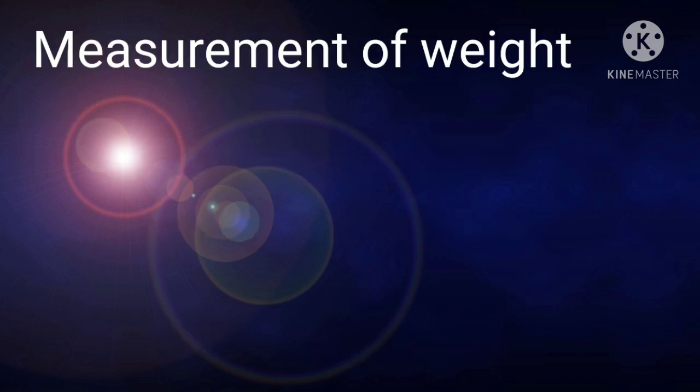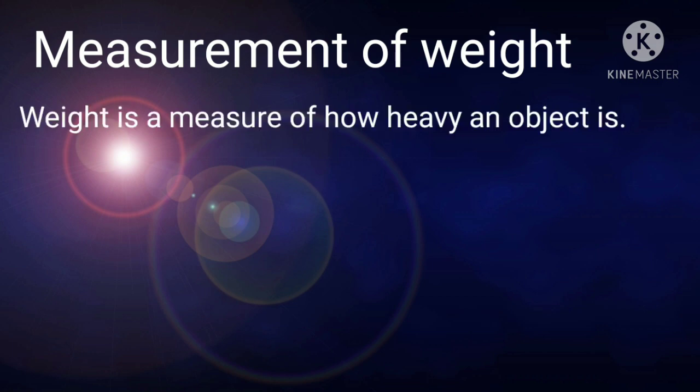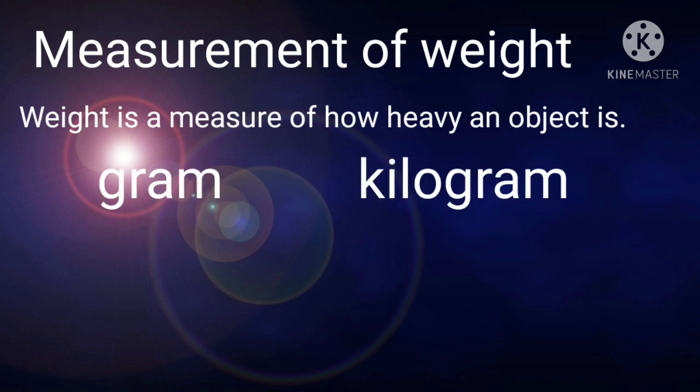Then we learn about measurement of weight. What is weight? Yes, weight is a measure of how heavy an object is. There are two units for measuring weight of objects, that is gram and kilogram. Gram is used to measure lighter objects and kilogram is used to measure heavier objects. Things that have more weight are heavier and things that have less weight are lighter.